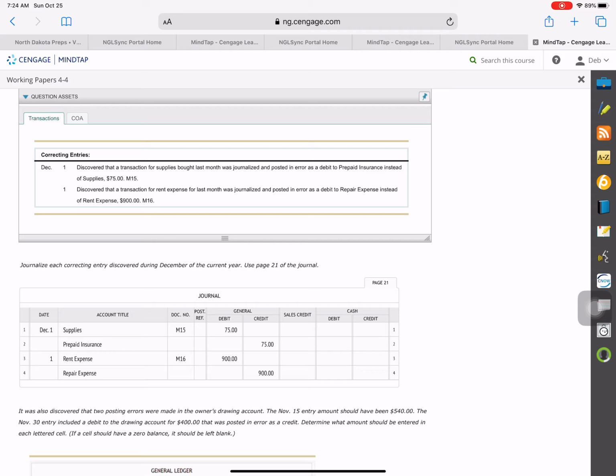And that is your correcting entries. Now you can go back to the home page of accounting and check out what your assignment is for today.